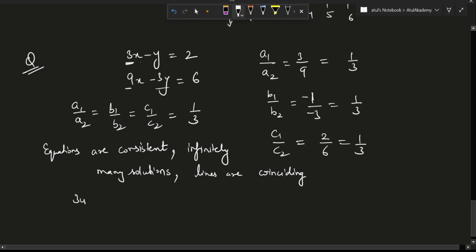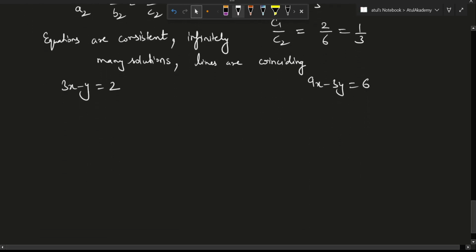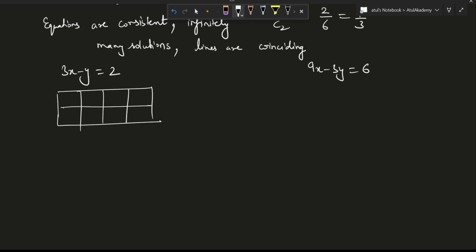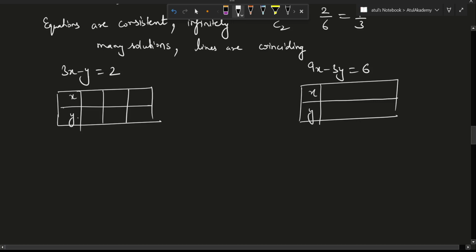Let's take 3x minus y equals 2 first, and the second equation 9x minus 3y equals 6. Let's try to find out the values of x and y. If you have a problem in finding the values of x and y, you can try to take one variable in terms of the other. From here, what is y? If you take y over here, y is 3x minus 2. From here it's easy to substitute now.